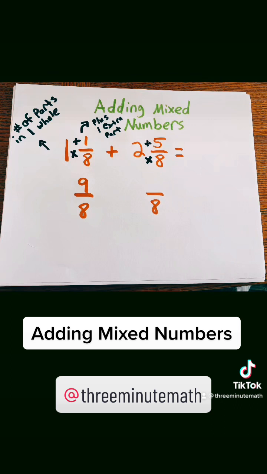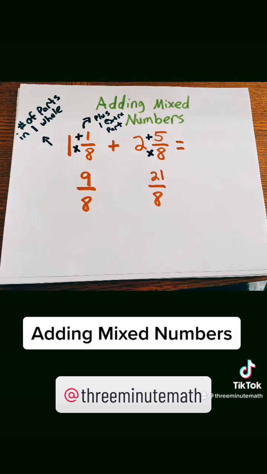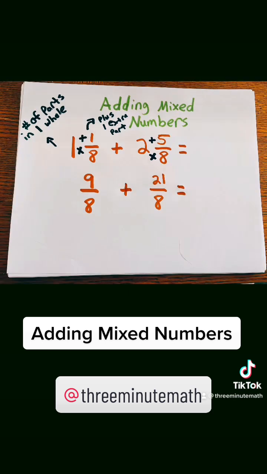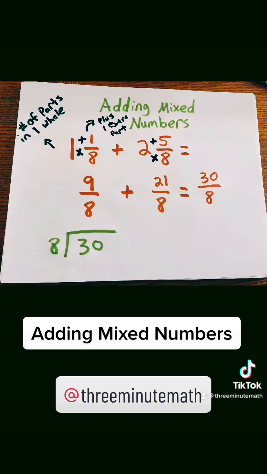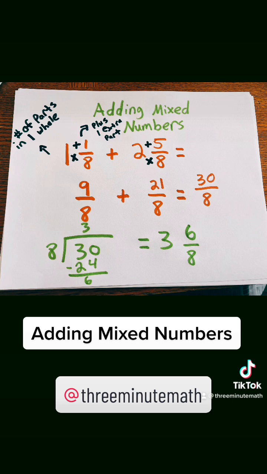I do the same thing for the other fraction. 8 times 2 equals 16, plus 5 will give me 21. So now I do 9/8 plus 21/8. I end up with 30/8. I can convert this to a mixed number by dividing 30 by 8. If I do that, I end up with 3 remainder of 6, or 3 6/8.